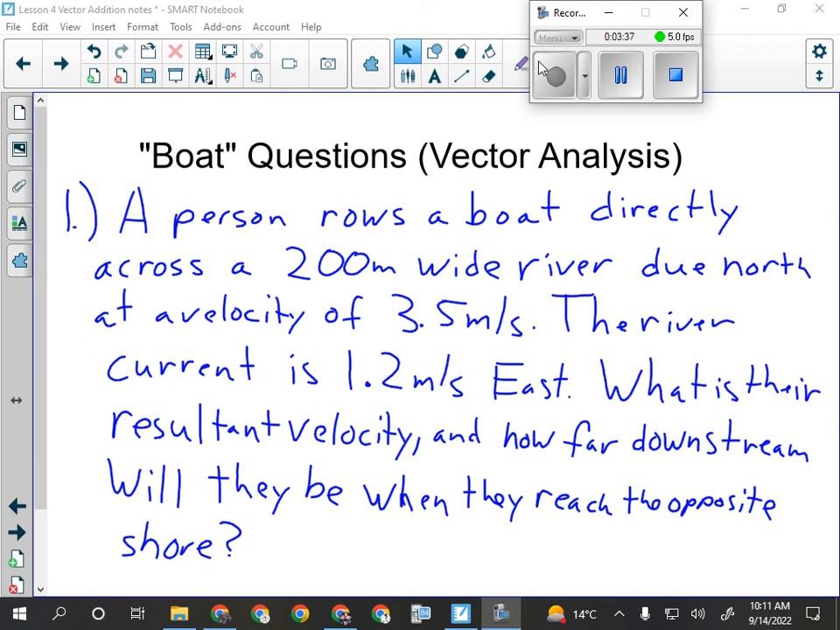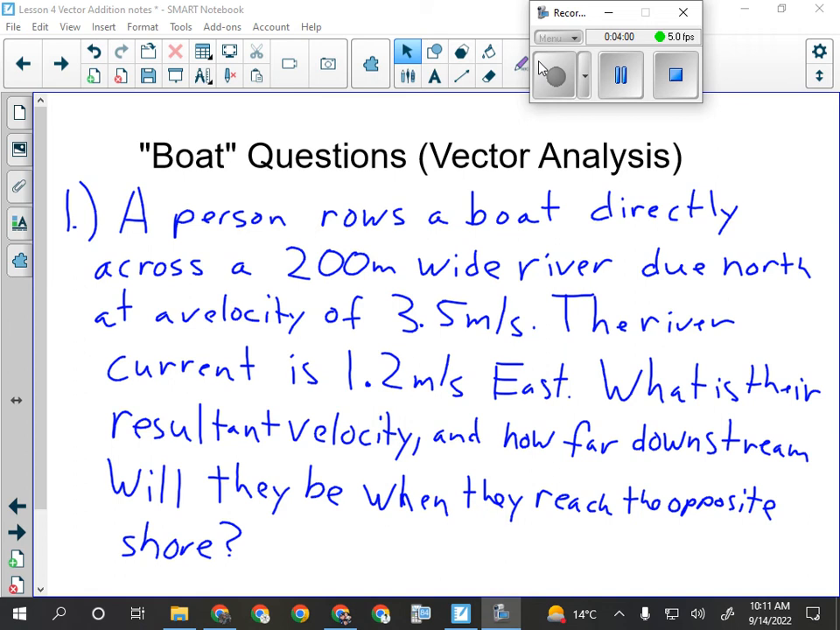The question's saying I'm not doing that. It's saying I headed that way, but because of the river current, I'm not going to end up there. I'm going to get across the stream, but when I do, I'm going to be way downstream. So that's the first part. Rowing across doesn't mean going across. Those are two different things.